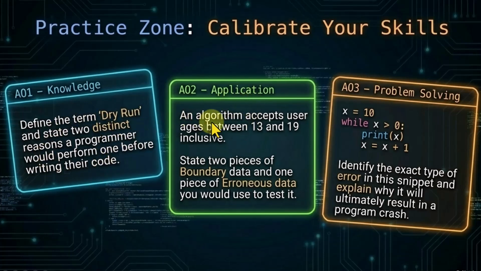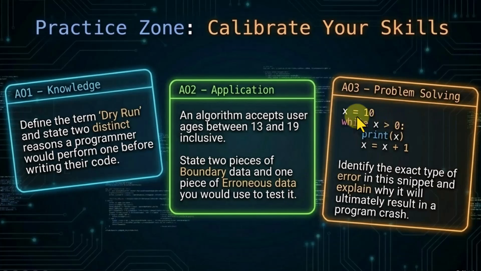The second one, an algorithm accepts user ages between 13 and 19 inclusive. It means 13 and 19 are also accepted. State 2 pieces of boundary data. So that will be 13 and 19 itself, and 1 piece of erroneous data you would use to test it. So for example, it can be 20, 21, or 12, 11, or things like that.